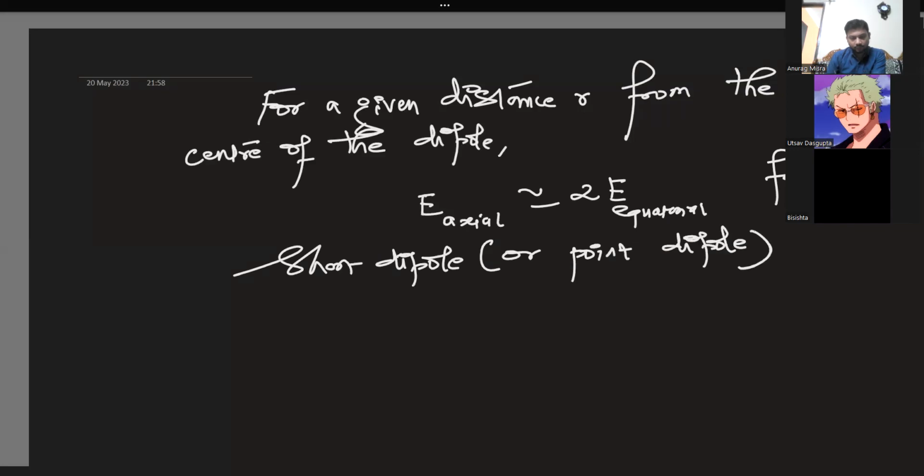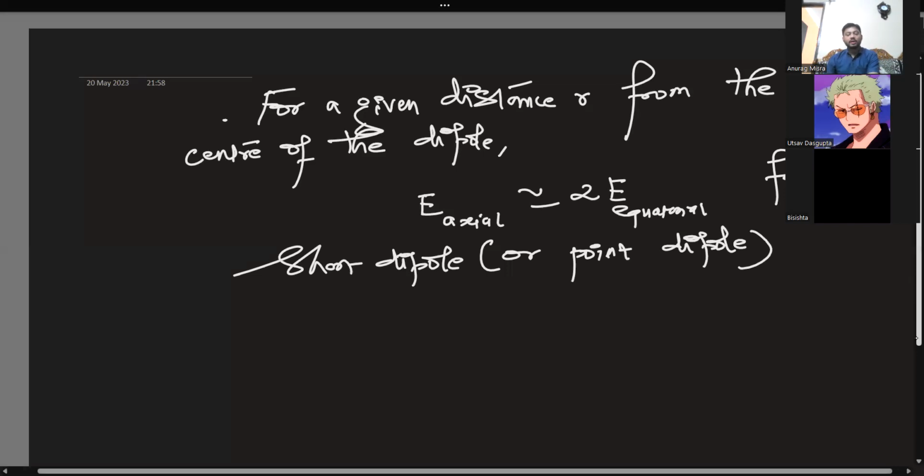Okay, for a short dipole or for a point dipole, at the same distance from the center of the dipole, axial field जो होगा वो equatorial field का nearly double हो जाएगा, क्योंकि axial field was 2p by 4 pi epsilon naught r cube and equatorial field was only p by 4 pi epsilon naught r cube.